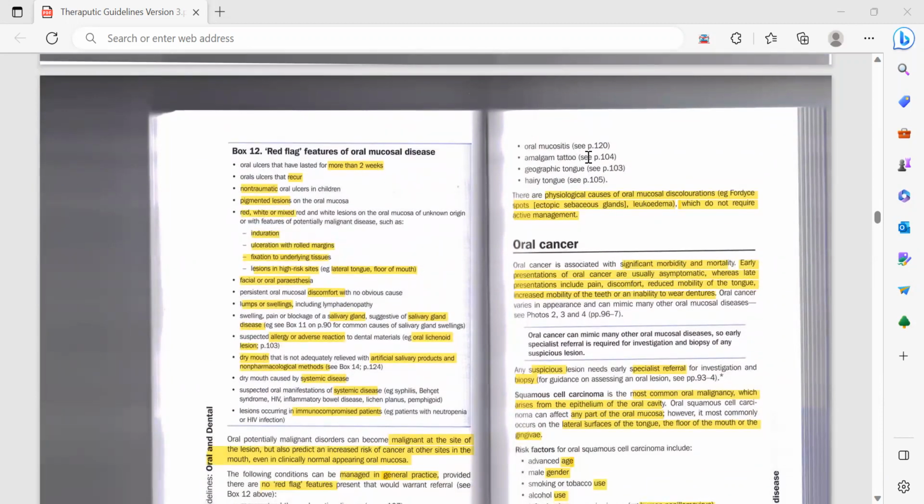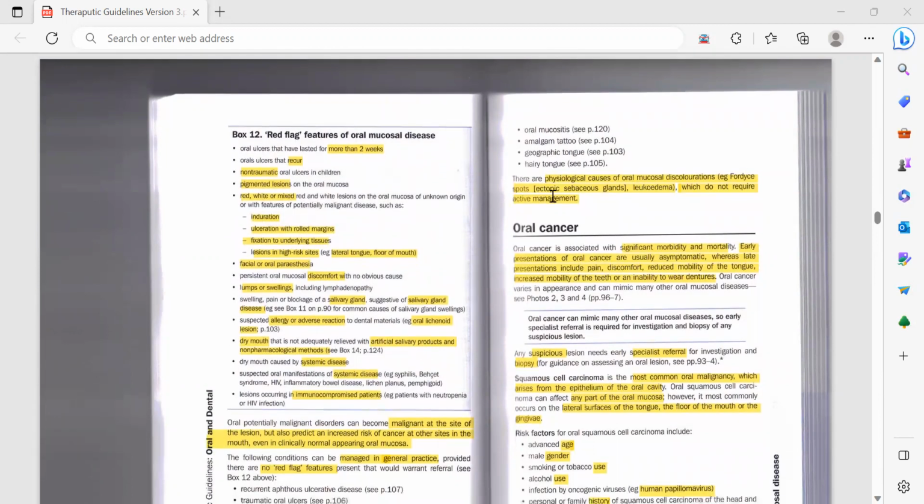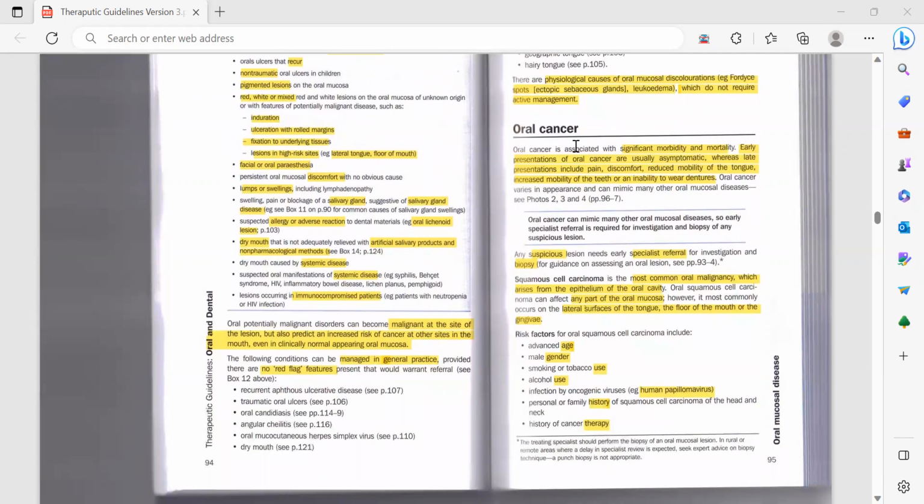Oral mucositis and amalgam tattoo, then geographic tongue, hairy tongue, and there are some physiological causes also of oral mucosal discoloration, such as Fordyce spots, ectopic sebaceous gland, or the leukoedema, which do not warrant any treatment. You just need to confirm the diagnosis. They do not need any treatment. Okay, so the oral cancer.